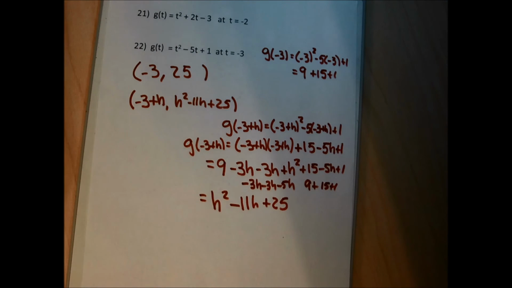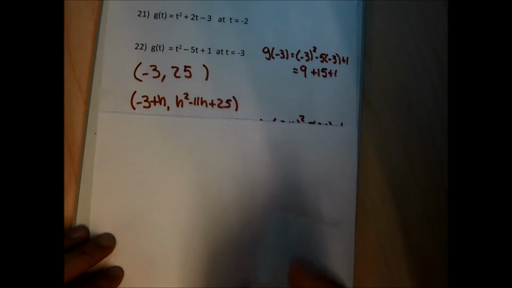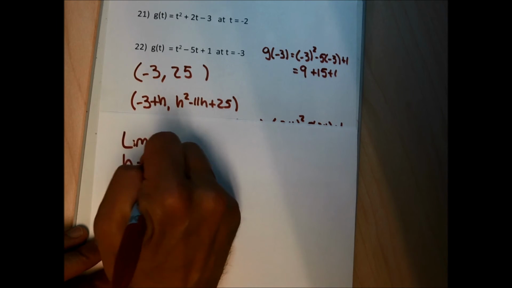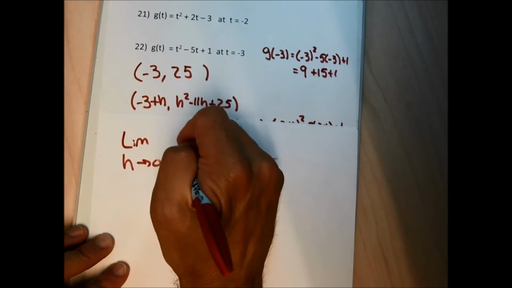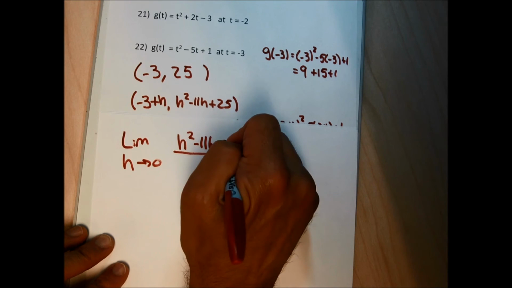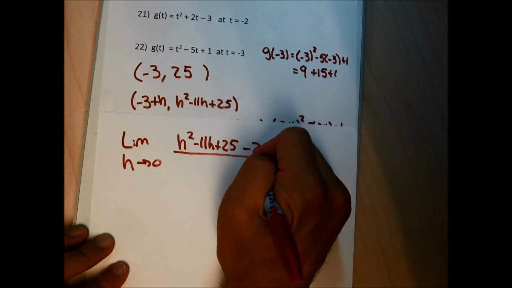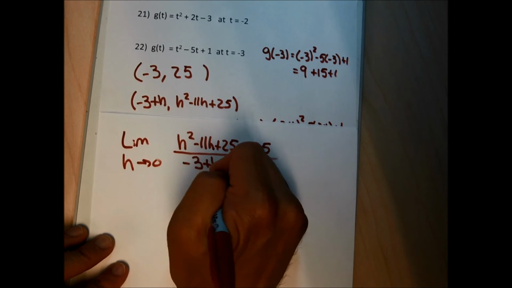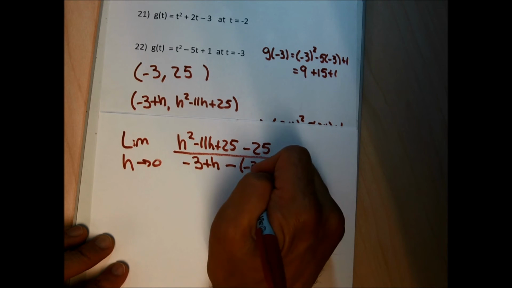So now I have 2 points. I can find the average rate of change by finding the slope of the line between those 2 points. I can make it an instantaneous rate of change if I take the limit as h goes to 0. So that's what I'm going to do. I'm going to find the limit as h goes to 0 of y2, which is h squared minus 11h plus 25, minus y1, which is 25, over x2, which is negative 3 plus h, minus x1, which is minus a negative 3.